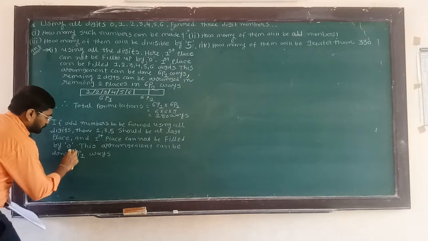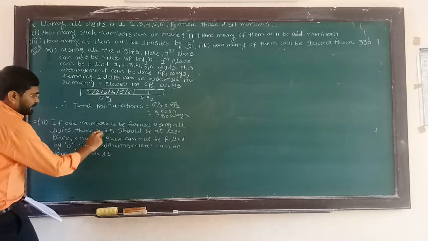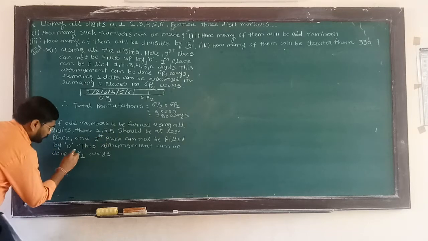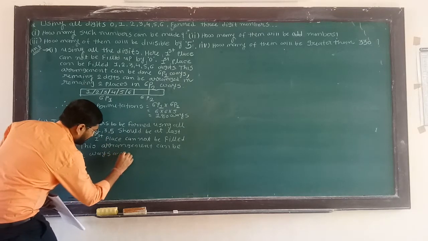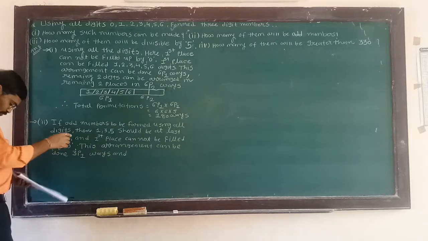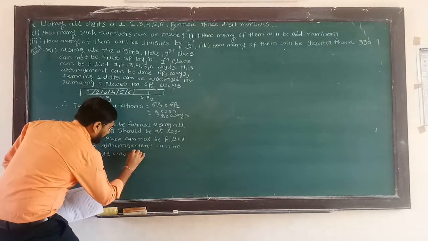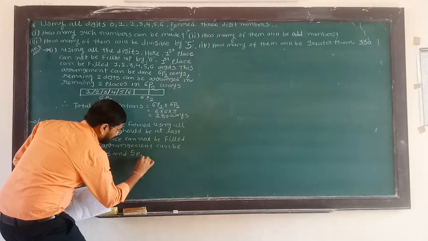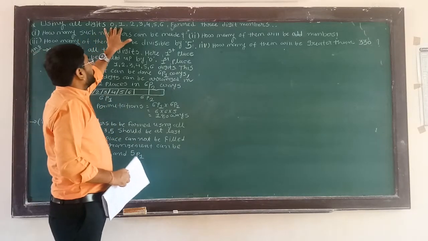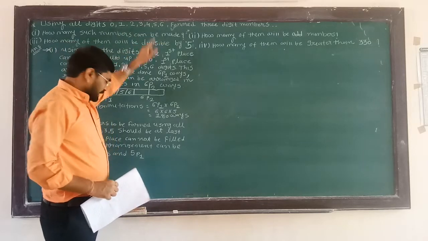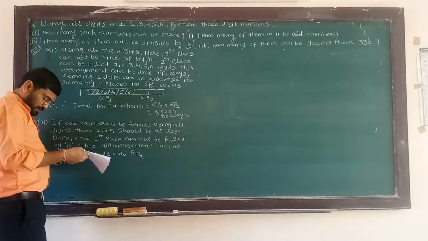Students, here first of all we write these 3, that is 1, 3 and 5, so 3P1 ways, and for the first place, which cannot be 0, we use 5P1, because in the first place 2, 3, 4, 5 and 6, any of the numbers we can put.